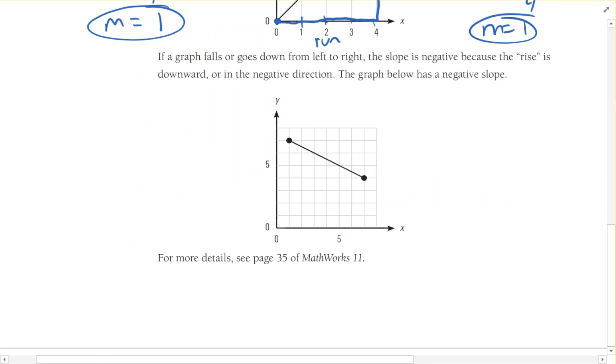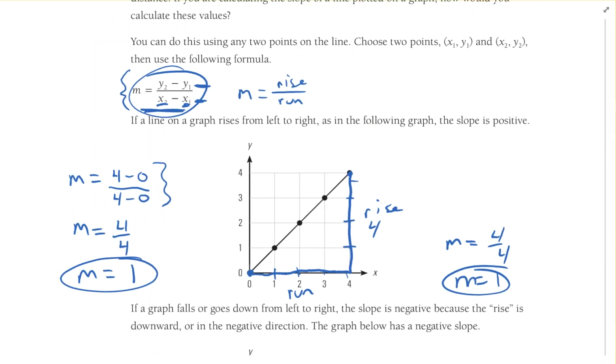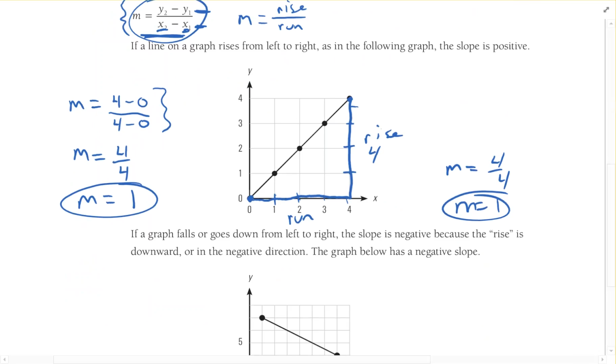All right, so if we look at this one, if a graph falls... actually, here, one sec. Looking back at this one, I forgot to say one thing. You can see that this is also going to be a positive slope. What I mean by that is we ended up with positive 1 when we figured that out. That's because this was positive 4, going up, and then positive 4 on the bottom, going that way. So positive 4 divided by positive 4 gave us positive 1.